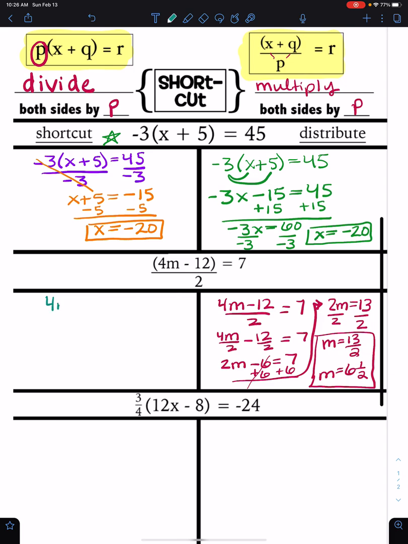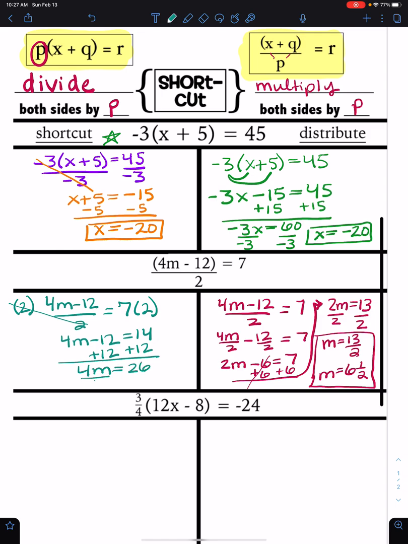So let me recopy it. I can multiply both sides of the equation by 2, and these will cancel. Now I just have 4m minus 12 equals 14. I'll undo my constant term first by adding 12, and then I'll divide by 4 to undo the coefficient. So I've got m equals 26 fourths, which simplifies to 13 halves, which is the same thing I got when I did it by distributing. So it's up to you which way you want to use, but both ways work.